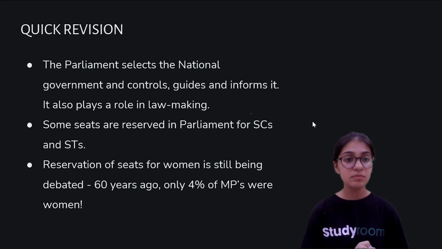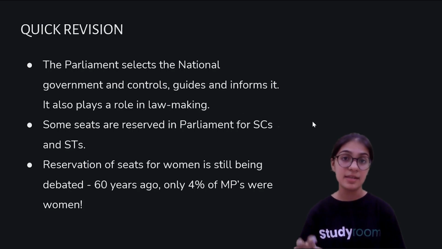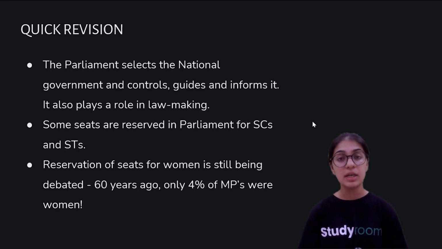The very next point is that some seats are reserved in Parliament for the SCs and STs. Reservation of seats for women is still being debated. 60 years ago, only 4% of MPs were women. Even though more than 50% of the population comprises women, only 9% are members of Parliament, and back then only 4% were MPs. That is why a reservation is proposed for women too in Parliament, so that the participation of women in Parliament increases.